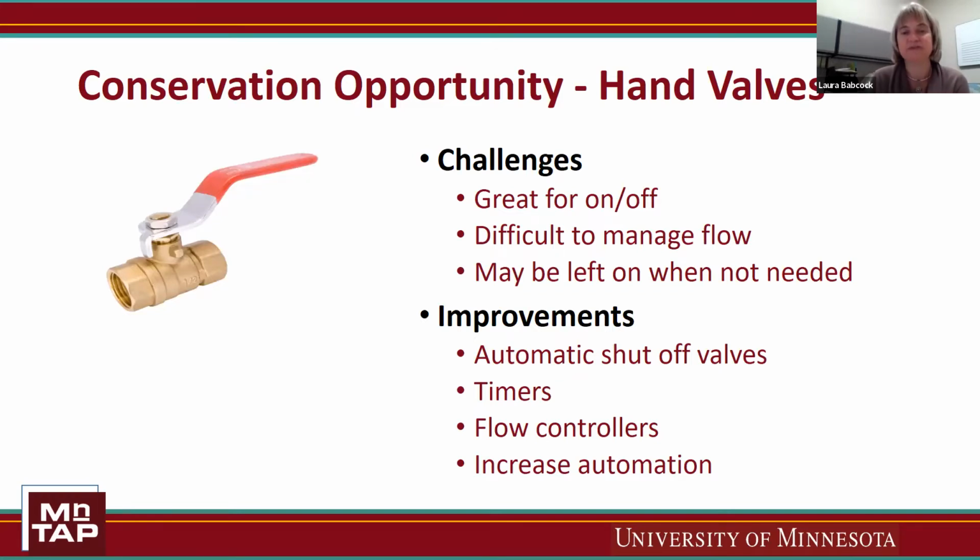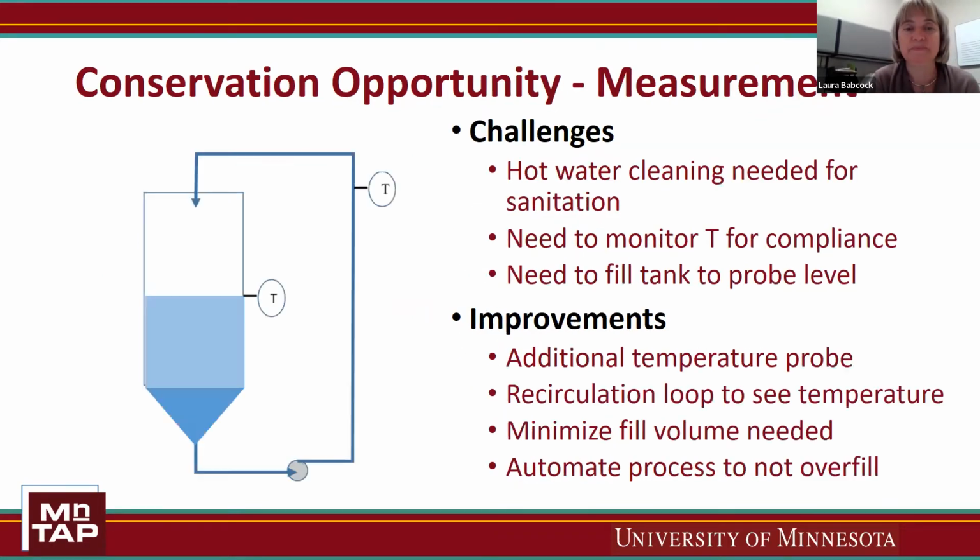They are very difficult to manage flow. And how many times have you gone into a facility and you've seen the little markings on the side of the shutoff valve? Well, if you turn it 1/4, then it's got this flow. And if you turn it 1/3, it's got that flow. Very, very difficult to manage your water and get things reproducible. And they may be left on when they're not needed. So improvements are to add automatic shutoff valves, timers, flow controllers, and increase the automation around your valving when possible.